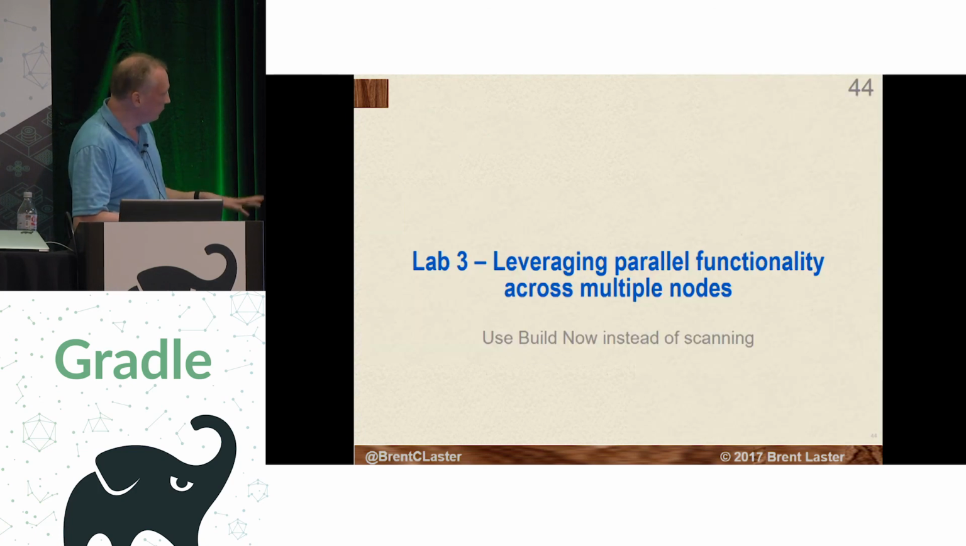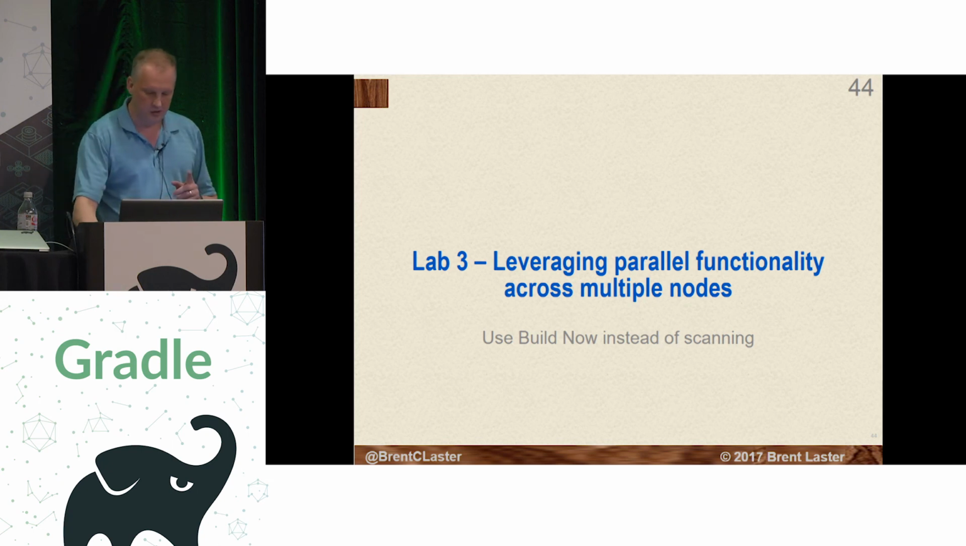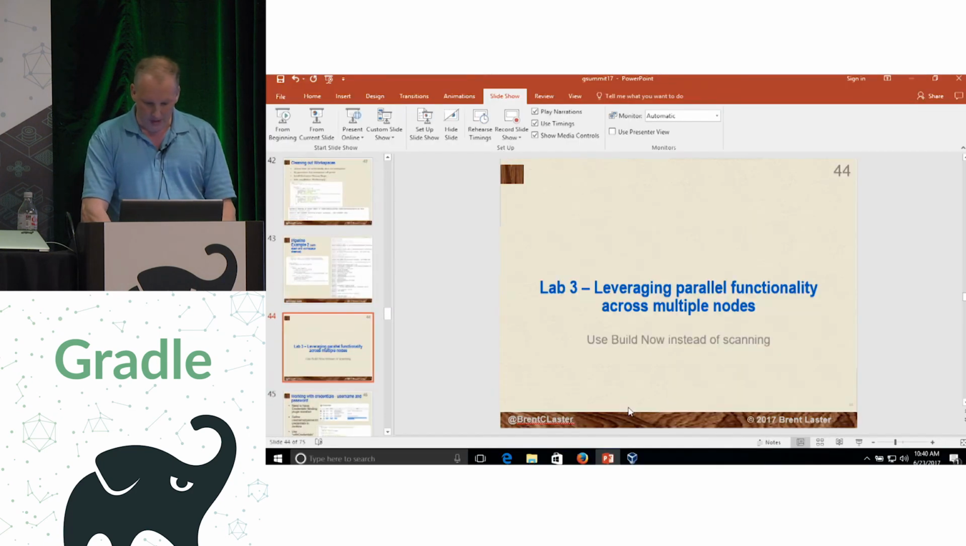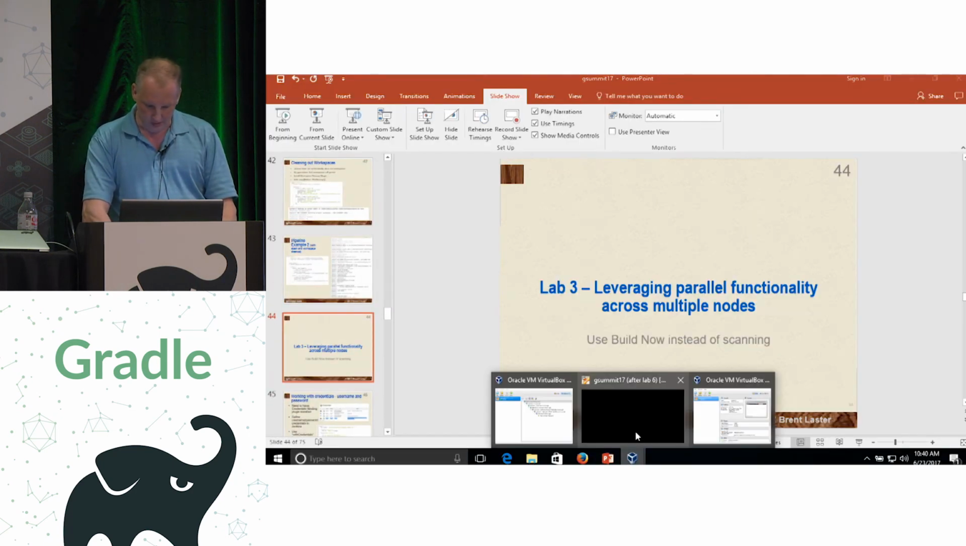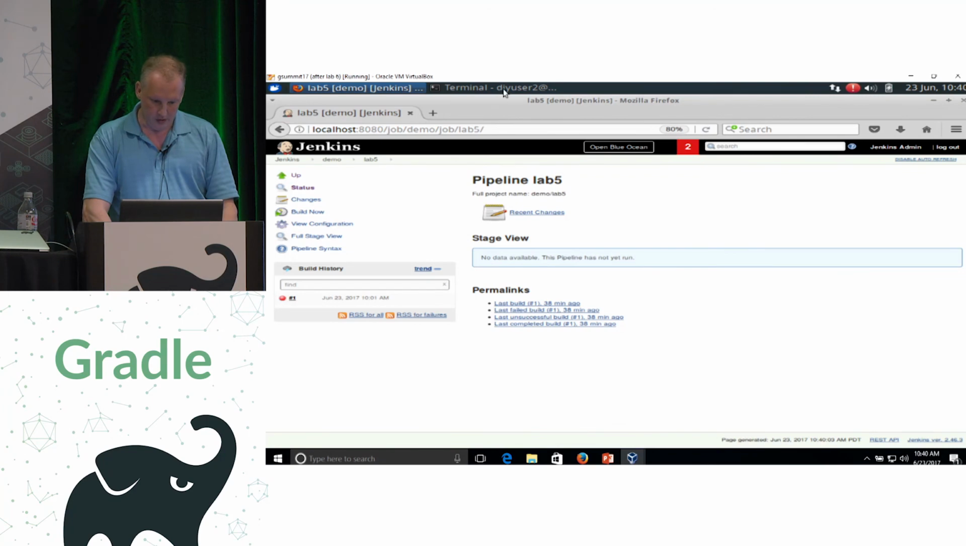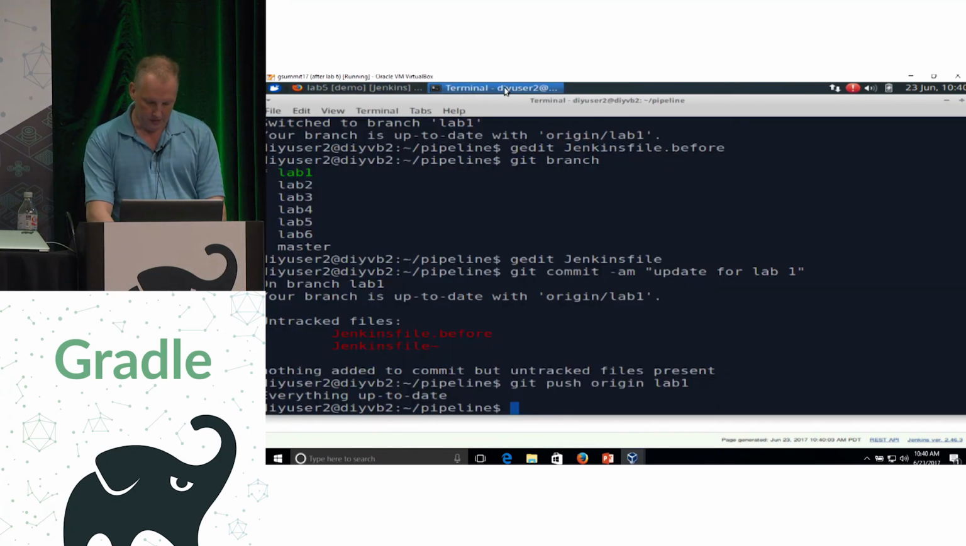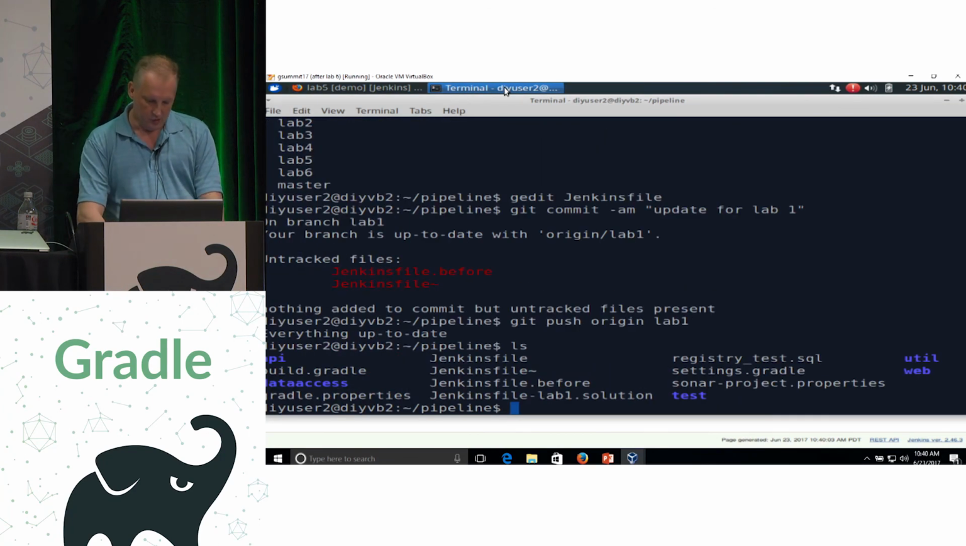So lab 3 is just going to be leveraging the parallel functionality in there. You're going to be putting in the stash and the unstash, using the Snippet Generator, changing your builds out there. One thing I wanted to mention while I'm thinking about it: since we're not going to get time to do these in class, in each of these branches there is a Jenkins whatever-the-lab-is solution file. So that will have the actual solution in there as well.